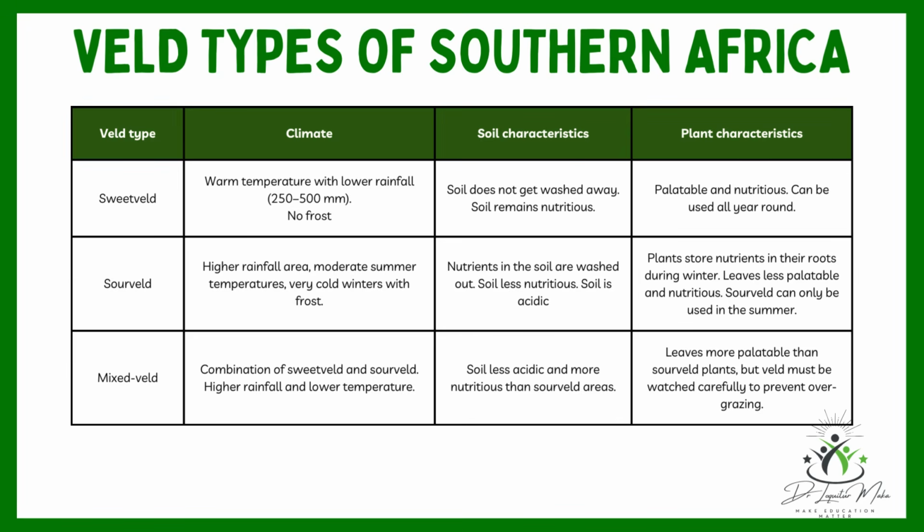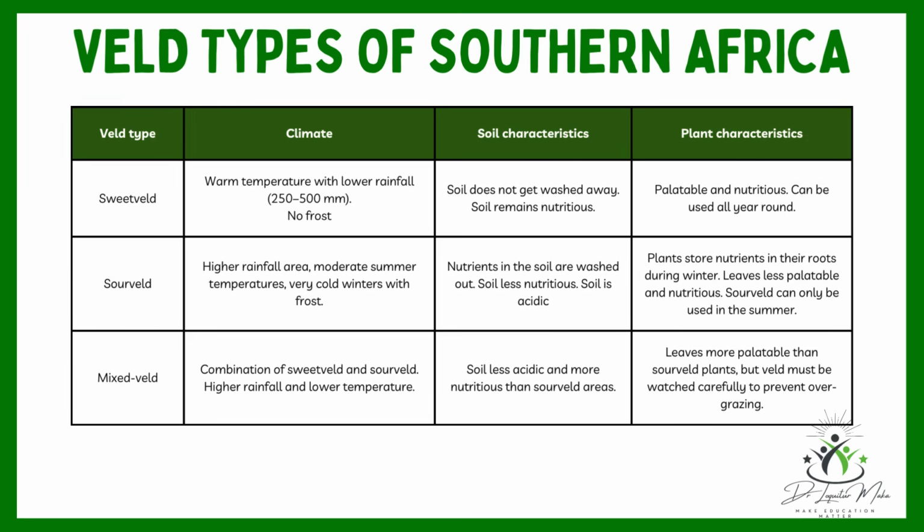Then we have the sour veld. Sour veld occurs in an area where there is high rainfall. You can imagine when there is high rainfall and moderate summer temperatures, very cold winters with frost, what does that do to the plants? If it has a detrimental effect on human beings, what does it do to the plants? It means that the nutrients in the soil are washed out. The soil is less nutritious, and also the soil is acidic.